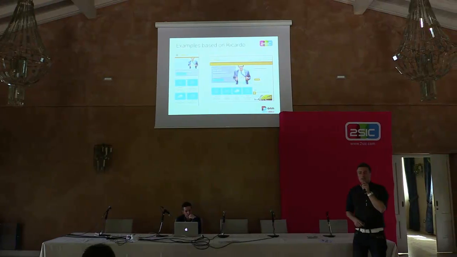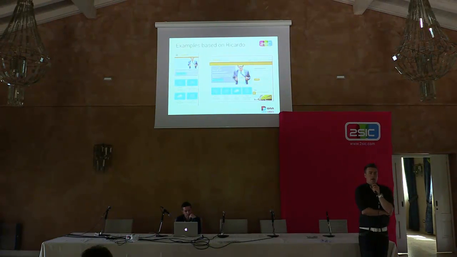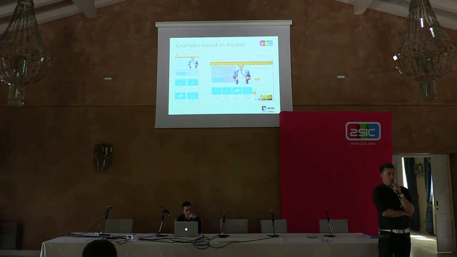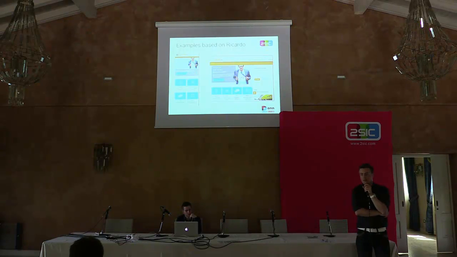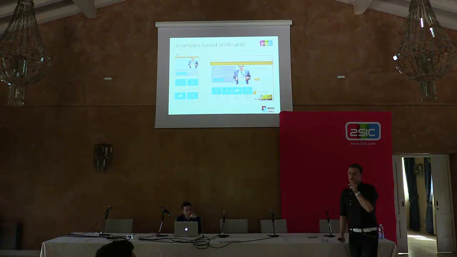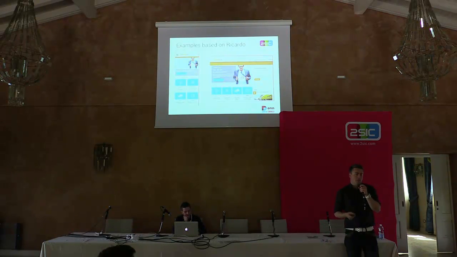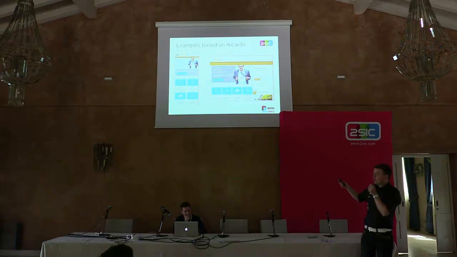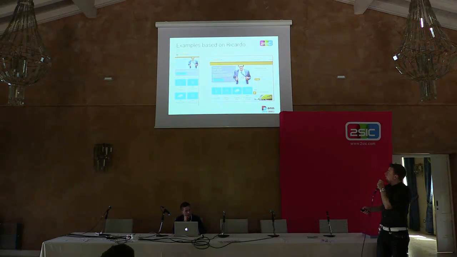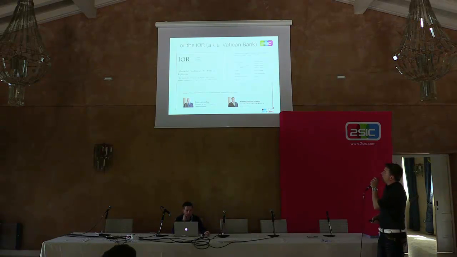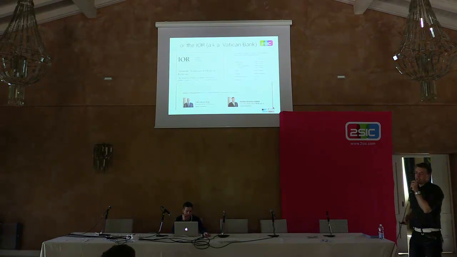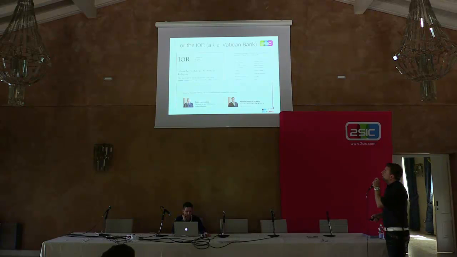We're going to use some examples from Ricardo. Ricardo is a little bit like eBay, one of these auctioning websites. They've kind of split up. In some countries where eBay is really strong, all the other competitors just left because it didn't make sense. In other countries, for example in Switzerland, Ricardo is very strong, and so eBay left. We're also going to use some examples from the IOR, which you probably know as the Vatican Bank.